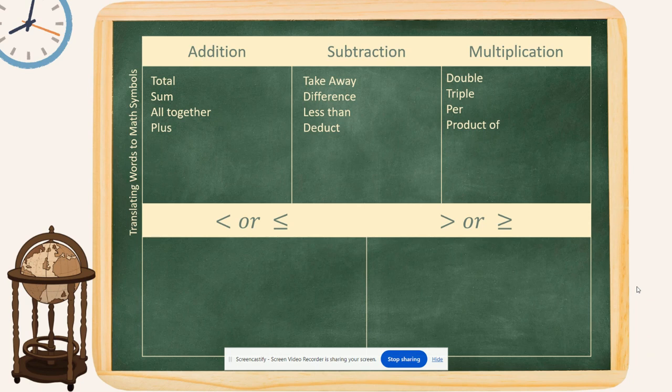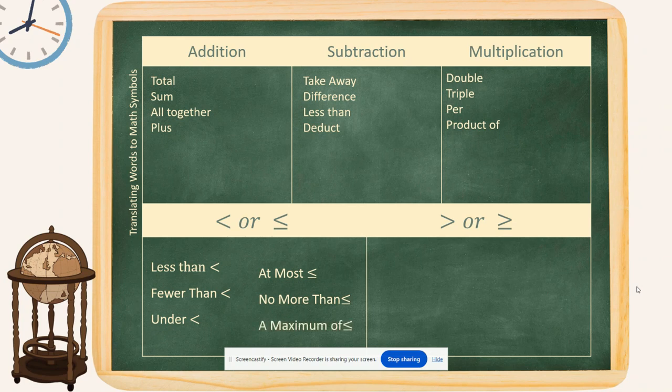So, less than or equal to, right? We have less than, fewer than, and under for the strictly less than symbol. We have at most, no more than, and a maximum of for less than or equal to. If we see something like under, it's strictly less than. But if we see a maximum of, it would be less than or equal to.